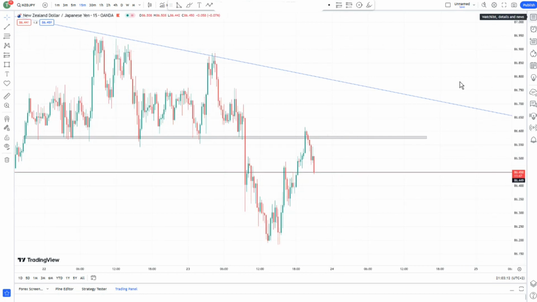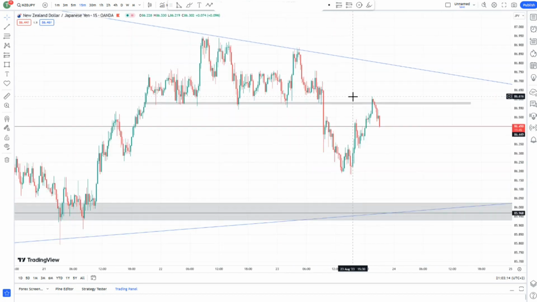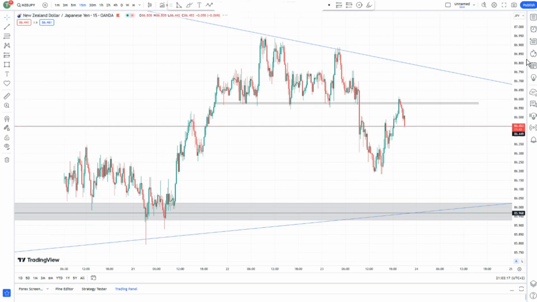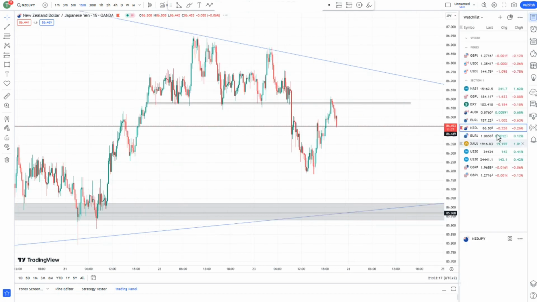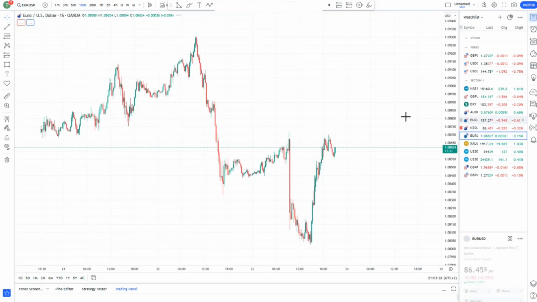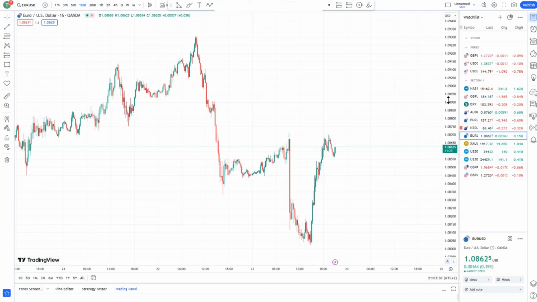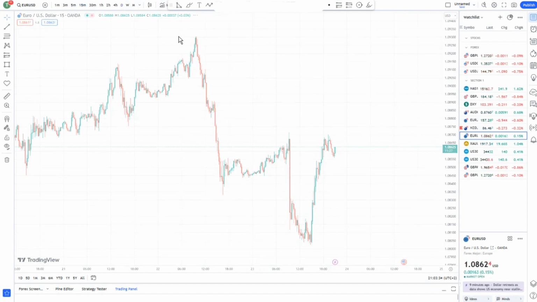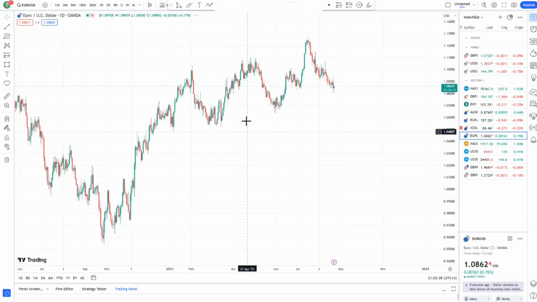So I think I'm going to move on to the next pair now. It's going to be Euro USD. Let's go to Euro USD. Let's go to the daily time frame. Start with our key levels.